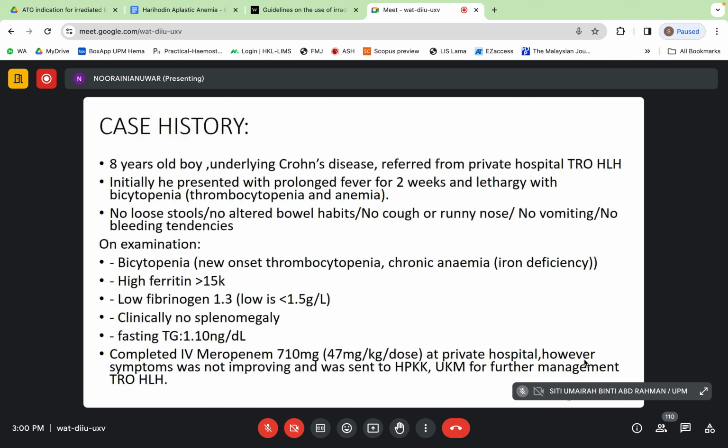Serial blood investigation was taken at admission in the private hospital. Noted there was an increase in ferritin of more than 15K, and low fibrinogen, 1.3 gram per liter. Clinically, on examination, no hepatosplenomegaly. Fasting triglyceride during that time was normal, 1.1. At the private hospital, they completed IV antibiotics and he was transferred to HPKK UKM for further management as symptoms were not improving.